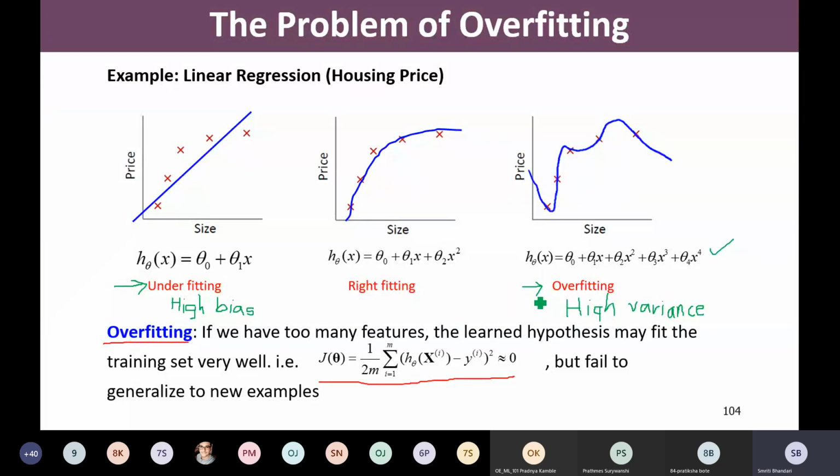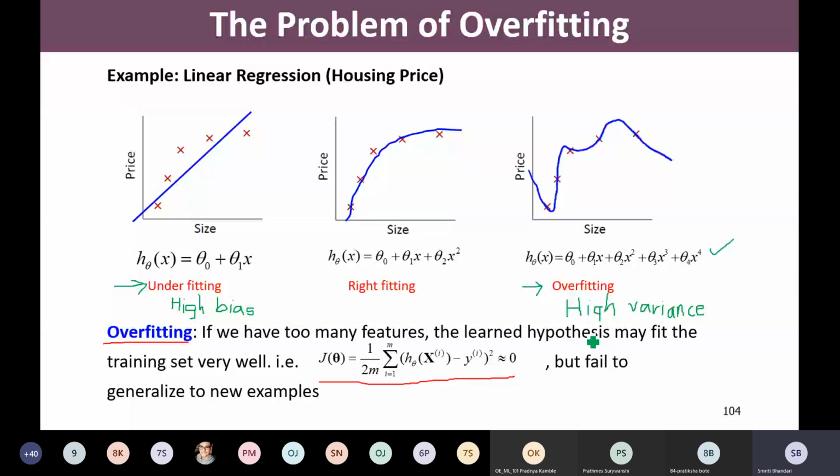Right? And usually the overfitting problem is faced if we are having many features, those are describing a data sample, right? And comparatively, we are having very few examples in our training data set.